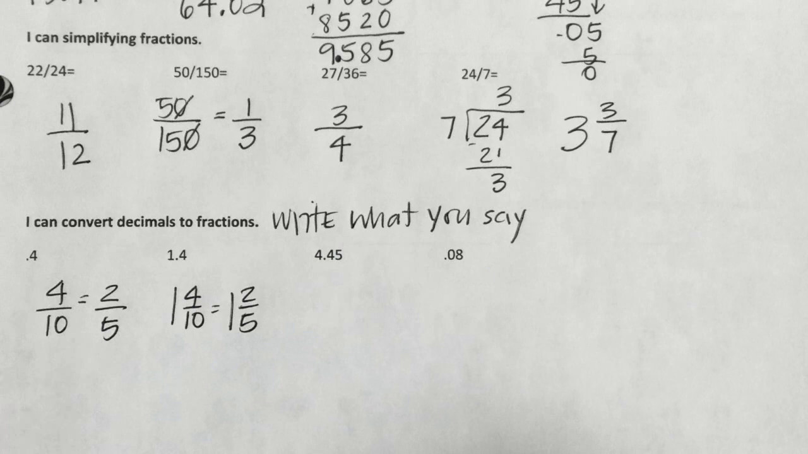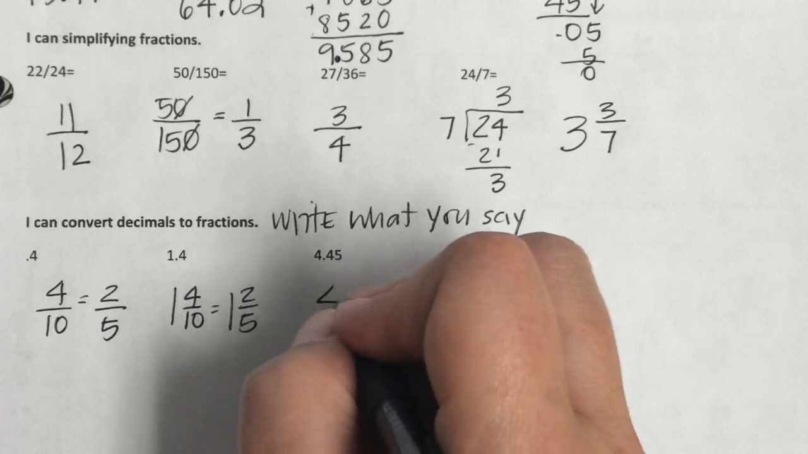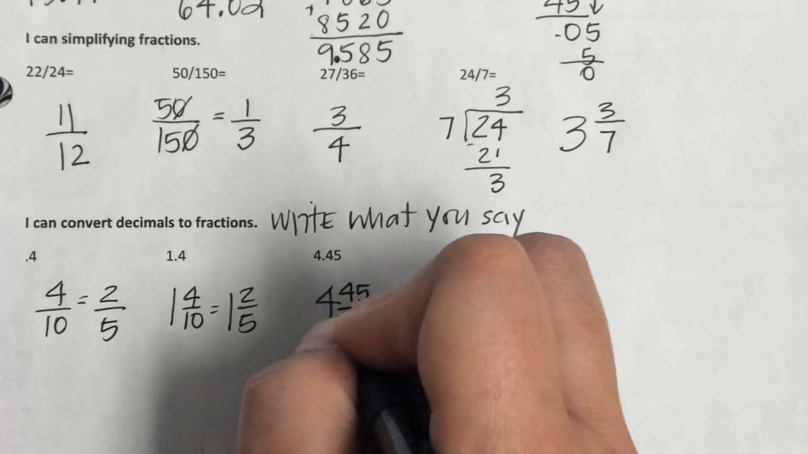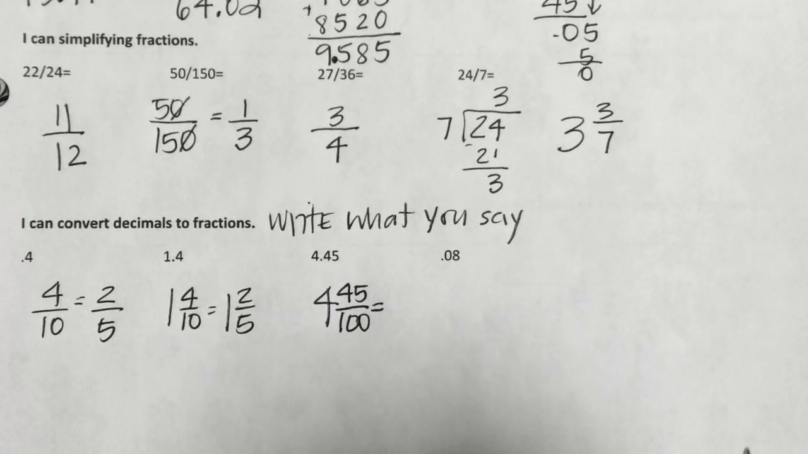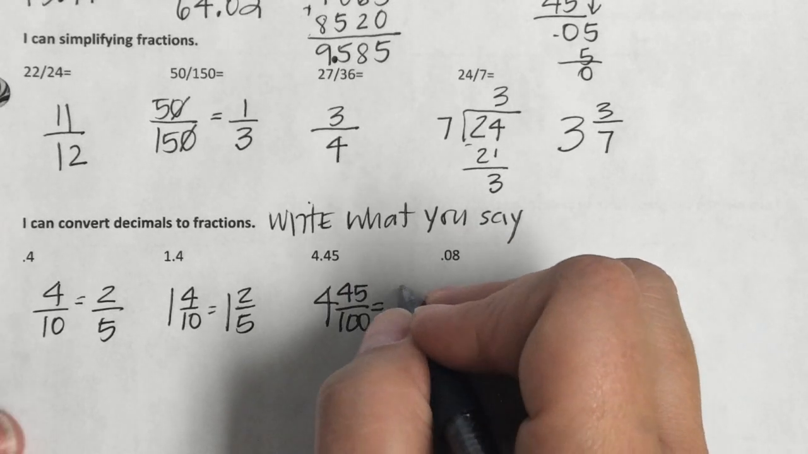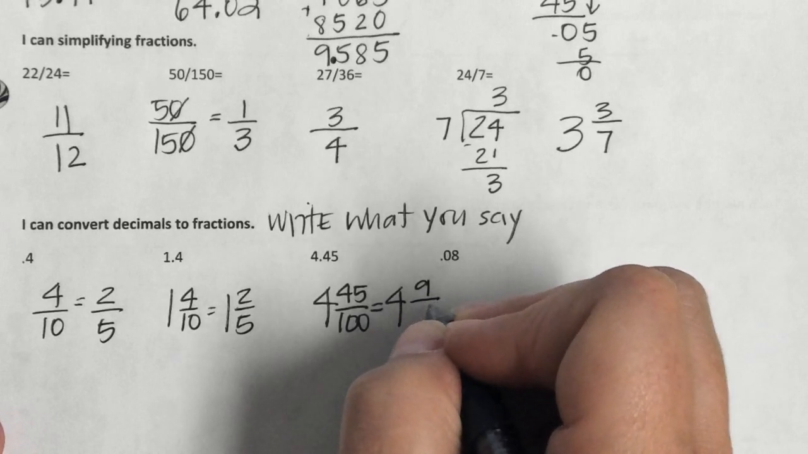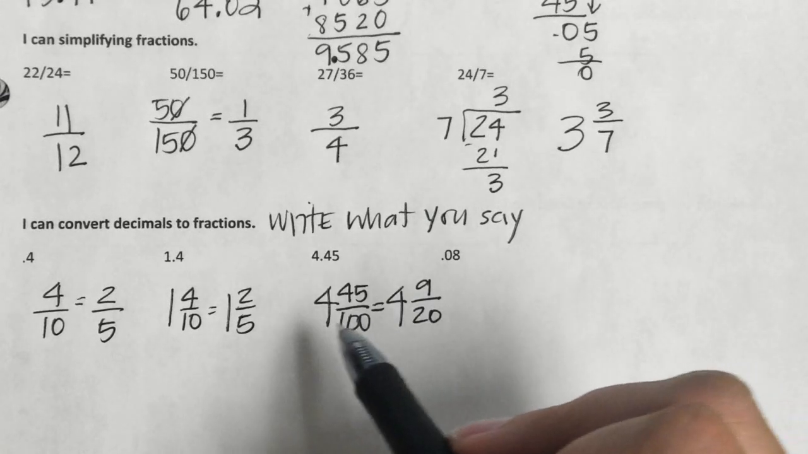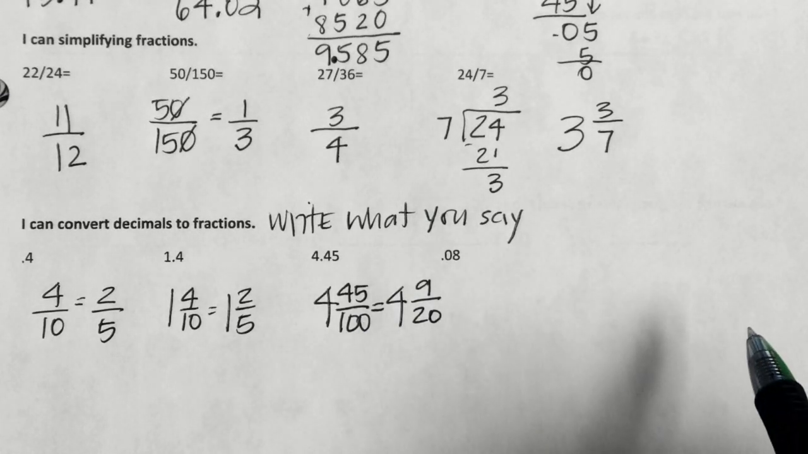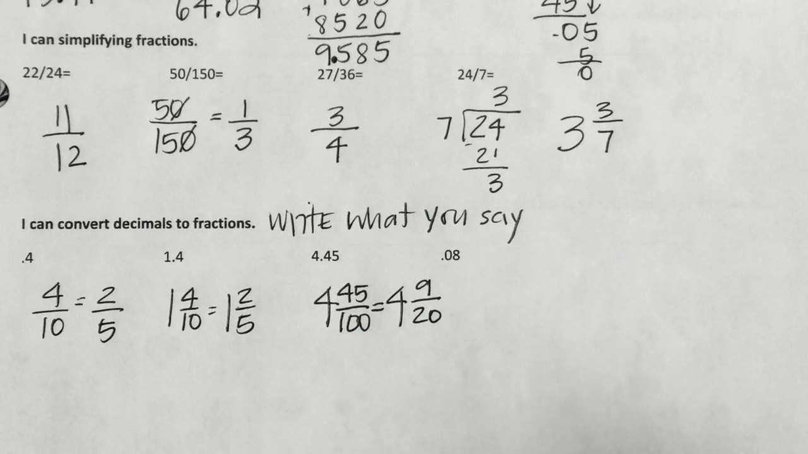Okay. 4 and 45 what? Hundredths. What number can go into 45? Well, I know exactly what you're saying, but the number you're thinking of is actually 5. But 5 will go into 45 9 times and 20 into 100. Just divide 100 divided by 20. Because you're so used to seeing 100 divided by 4. But it's divided by 5, so that would give you 20.